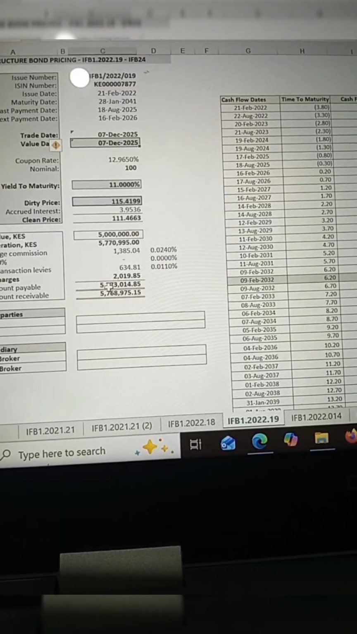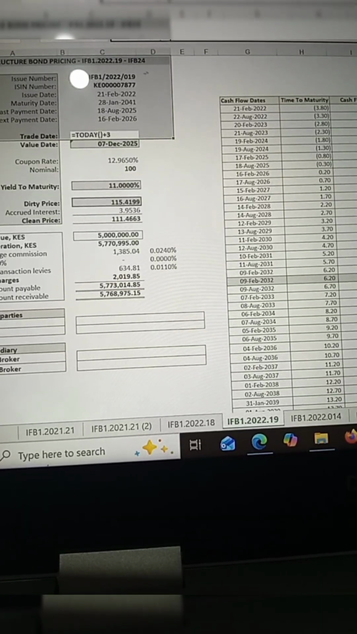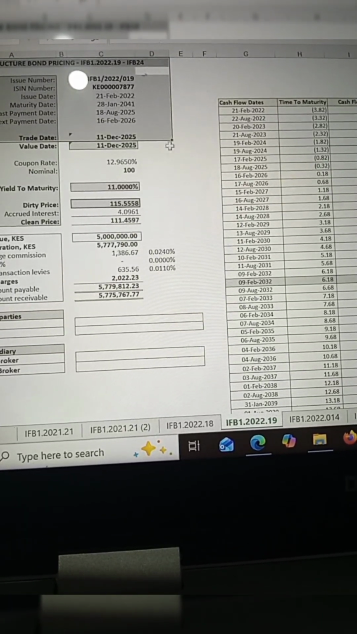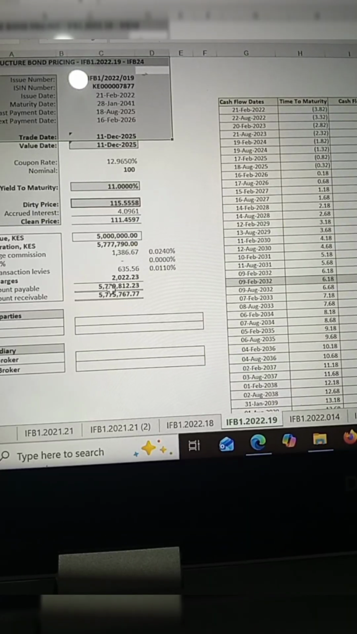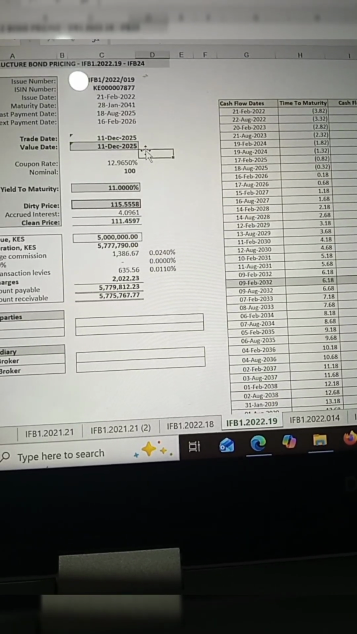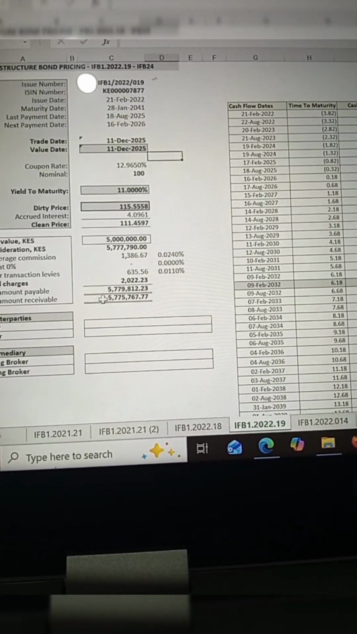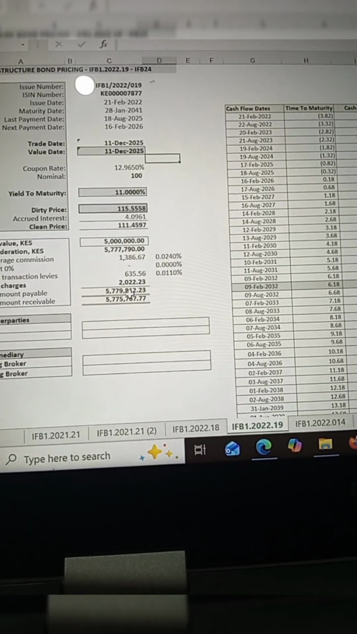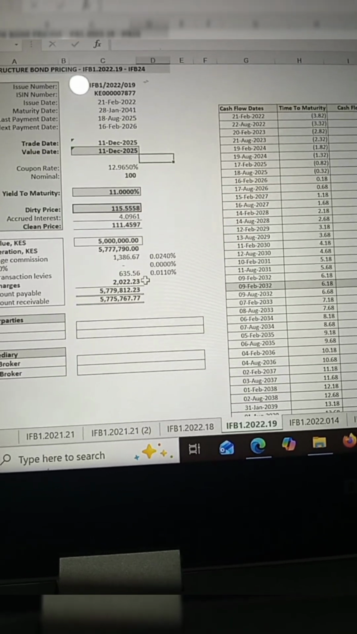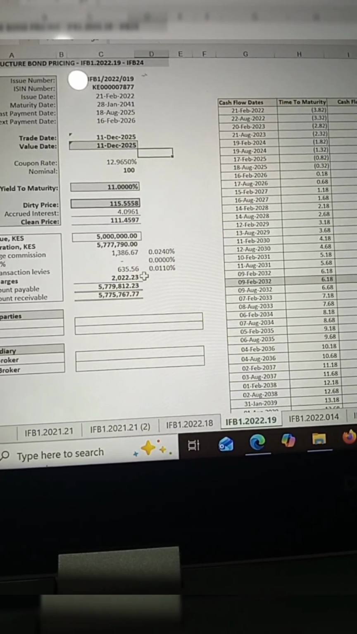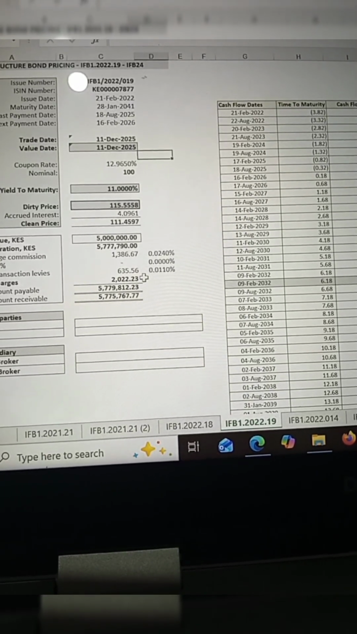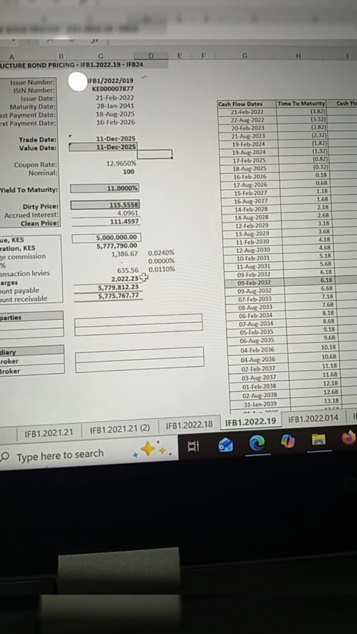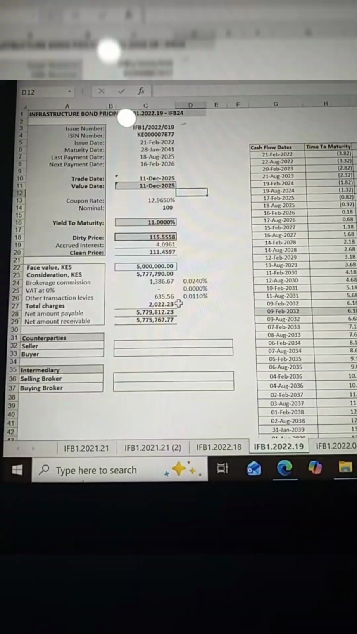It comes to 5.773. Let's add 7 days later and see how much that's going to be. It comes to 5.779. So it keeps on accumulating as days go by. The accumulated interest adds on to the price of the bond as well. So that is how timing helps you to determine the accrued interest, and the yield to maturity also affects the price of the bond.